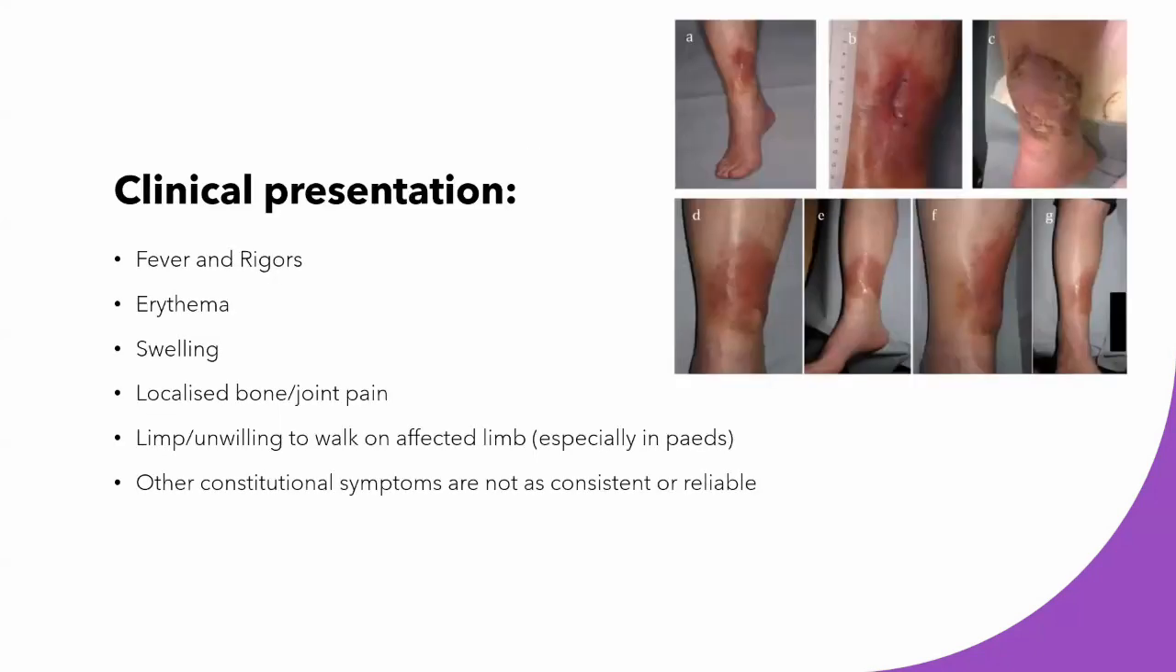Now, let's say you have this patient in front of you. These pictures make it pretty obvious, but it might not always be the case. They might present with very vague symptoms, fever, rigors, and if you're lucky, they might localize a bone or a joint. In your kids, once again, include this in your differential for someone who's unwilling to walk. And unfortunately, constitutional symptoms are not consistent or reliable, especially when it comes to including or excluding this disease.